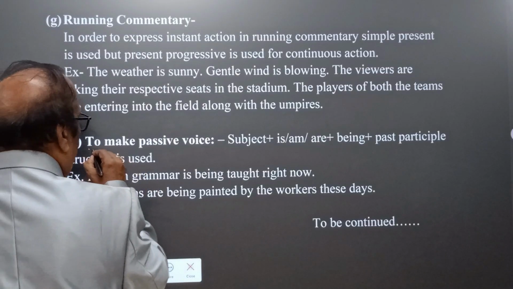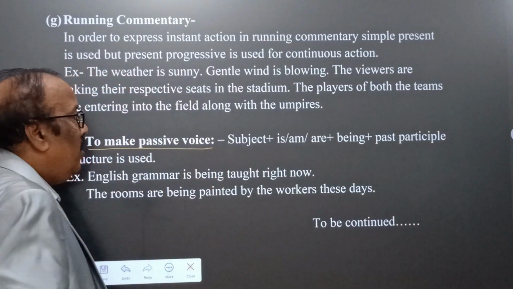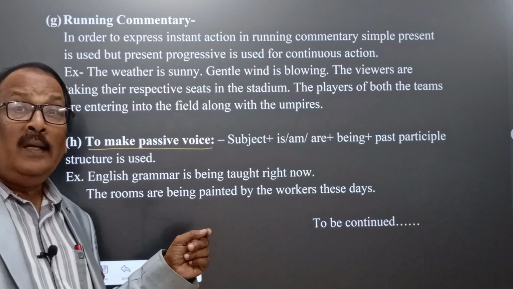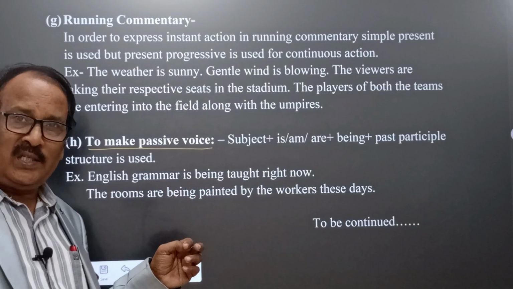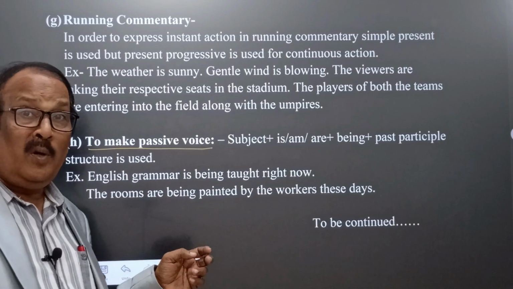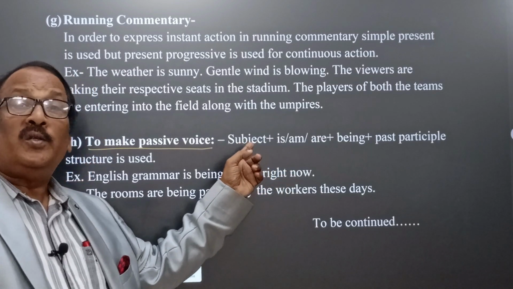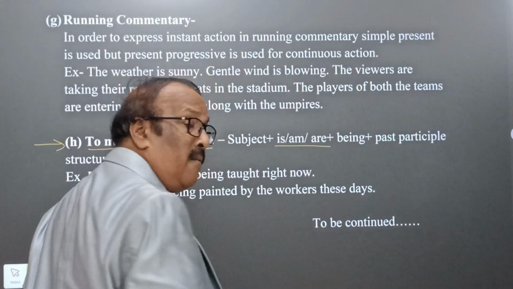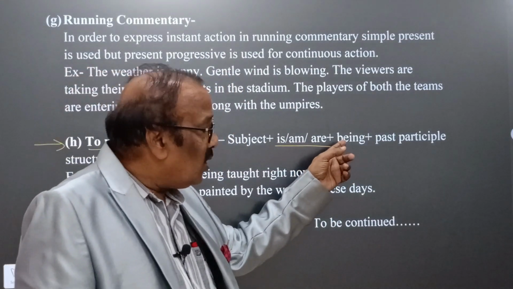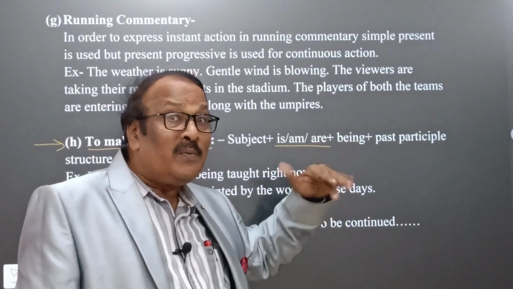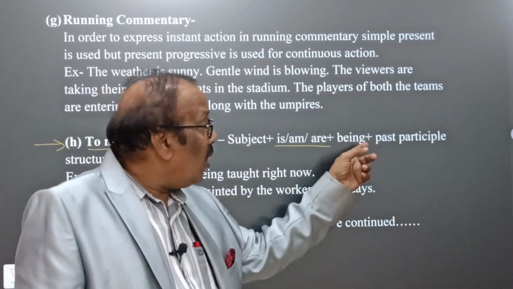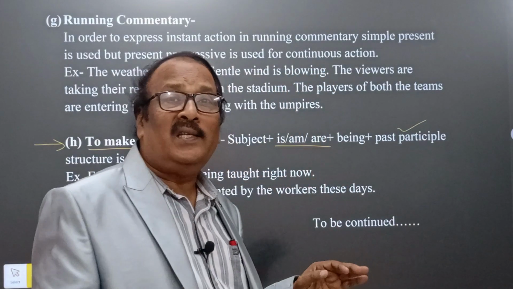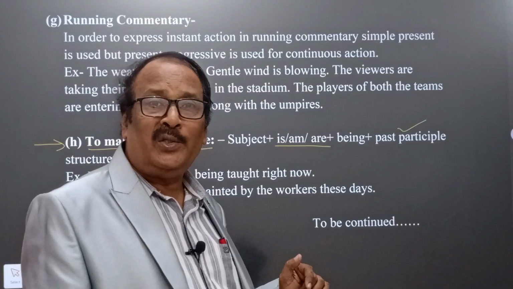The last point, to make passive voice. Yes, here we find whenever we want to express passive voice with the help of present progressive, we have to remember the structure that subject plus be verb is am or are plus being in order to express continuous action plus past participle, which is barely necessary for any passivization.